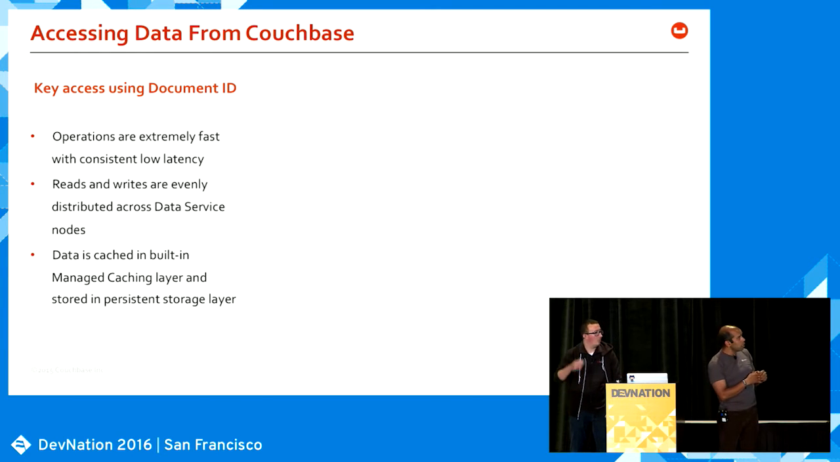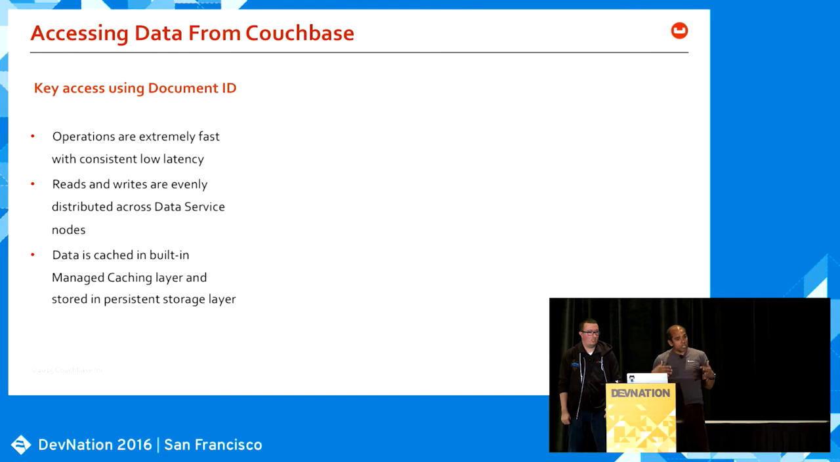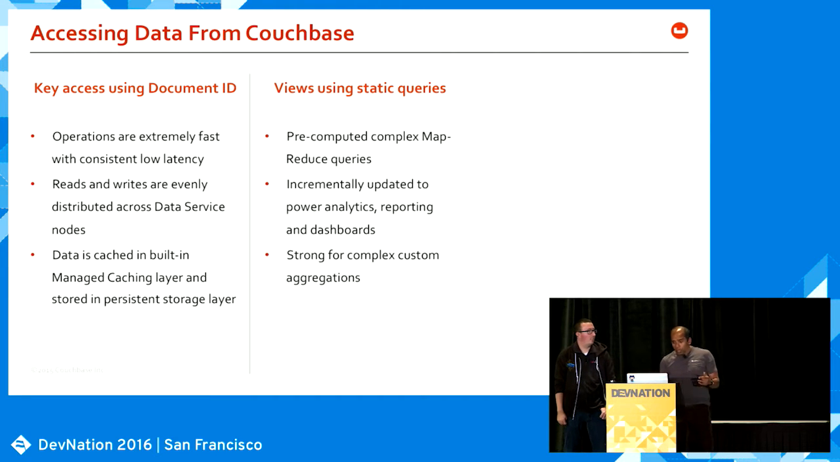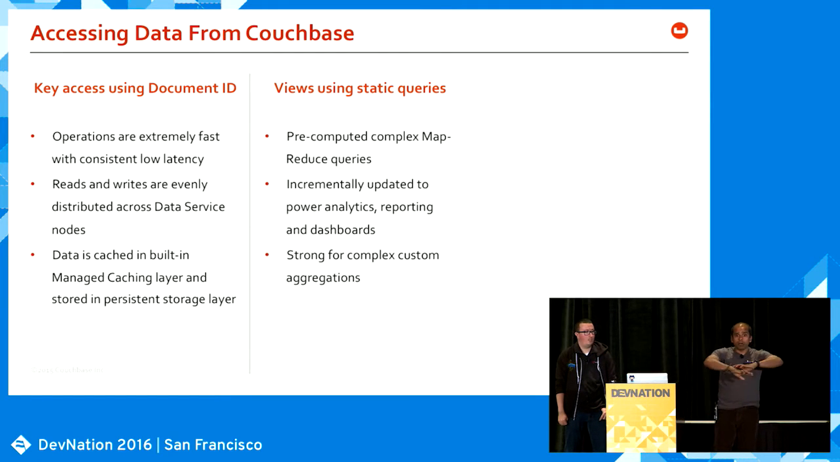The advantage is operations are extremely fast with very low latency. Because you know the document ID, bam, you just give the ID and you get the document back as is. So it's very straightforward in that sense. There is caching built into that layer already for you, so all those advantages come along with you. Then there are scatter gather queries where you say, run the query across these multiple nodes, and it'll do everything for you.